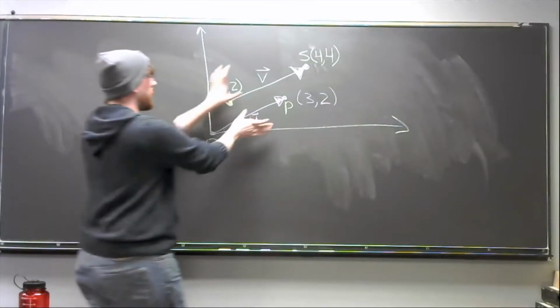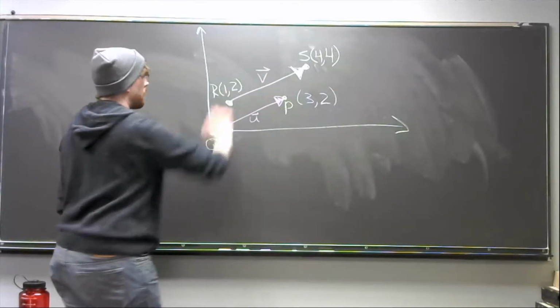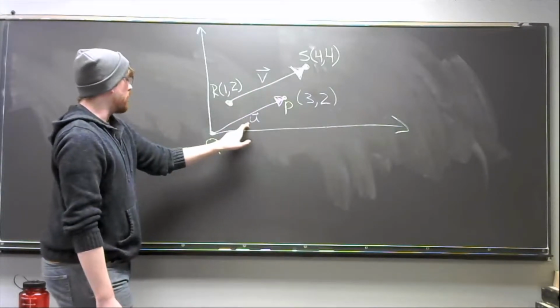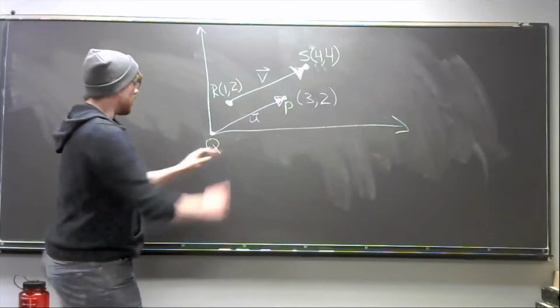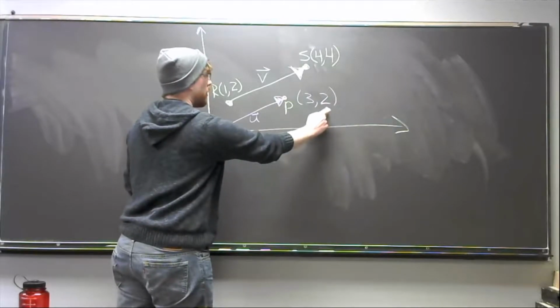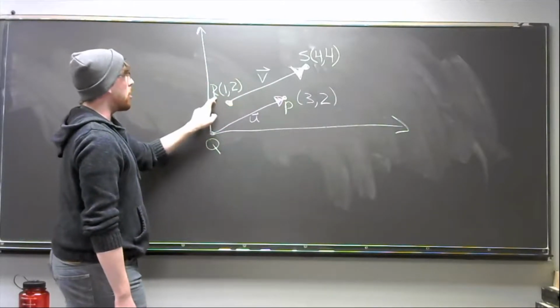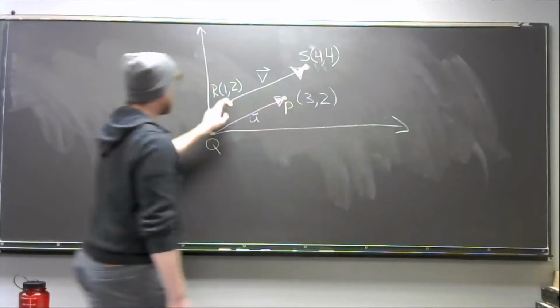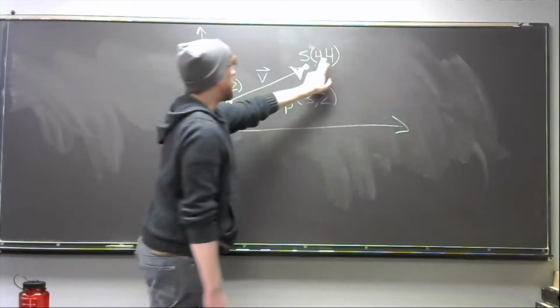just look at two different vectors. We've got the vector u and we've got the vector v. U is the vector from the point Q to the point P. So we're going from the origin to the point (3, 2). Now vector V is from the point R to the point S. So V goes from the point (1, 2) to the point (4, 4).